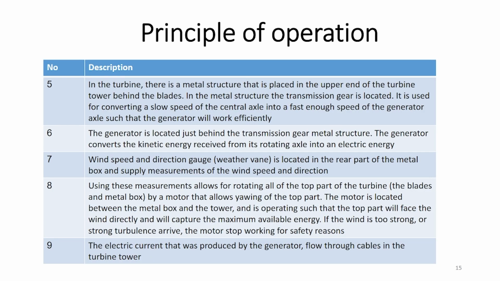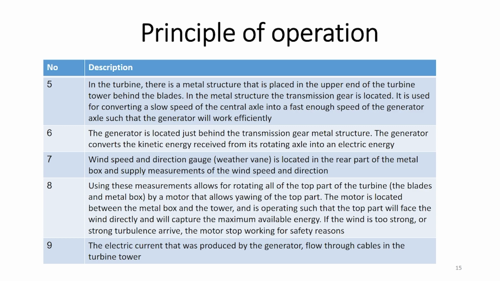5. In the turbine, there is a small metal structure that is placed at the upper end of the turbine tower behind the blades. In the metal structure, the transmission gear is located. It is used for converting the slow speed of the central axle into a fast enough speed of the generator axle, such that the generator will work efficiently. 6. The generator is located just behind the transmission metal gear structure. The generator converts the kinetic energy received from its rotating axle into electric energy.